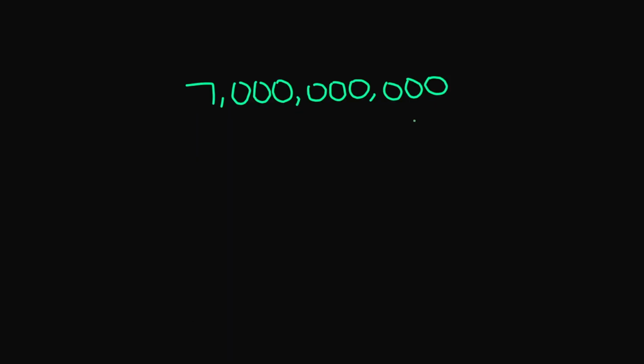This example here is 7 billion, and you have your ones, tens, hundreds, thousand, 10,000, 100,000, million, 10 million, 100 million, and you have your billion right here. So the 7 in this example is going to be your billionths place.